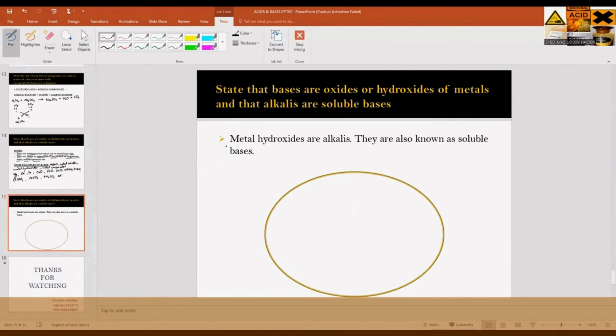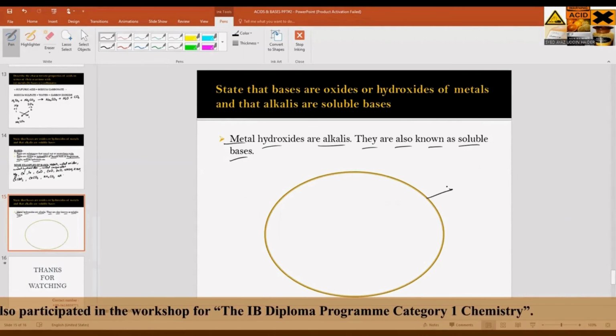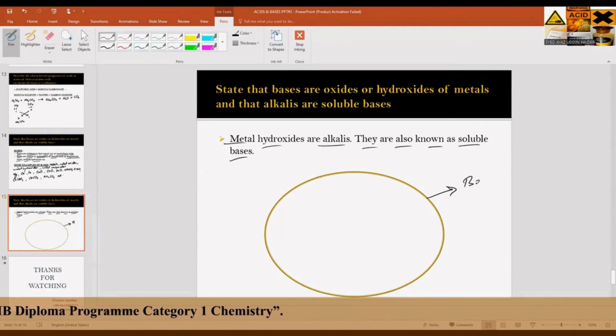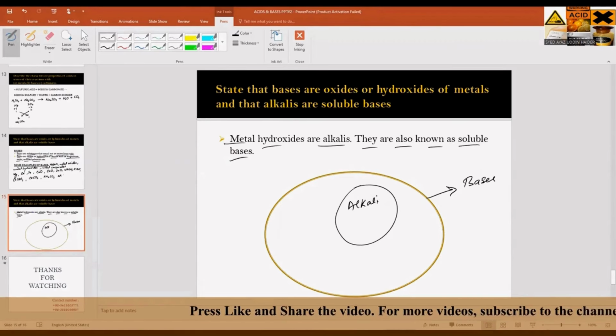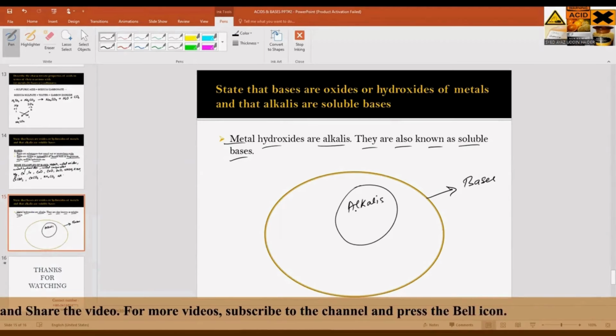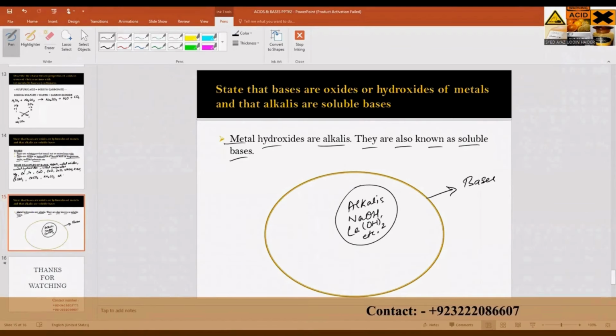Now recall one more thing, metal hydroxides are alkalis. They are also known as soluble bases. So consider this Venn diagram. This is of bases. Within this diagram, you have to make one more circle, which is of alkali. Alkalis are soluble bases. Metal hydroxides like NaOH, Ca(OH)2, etc.